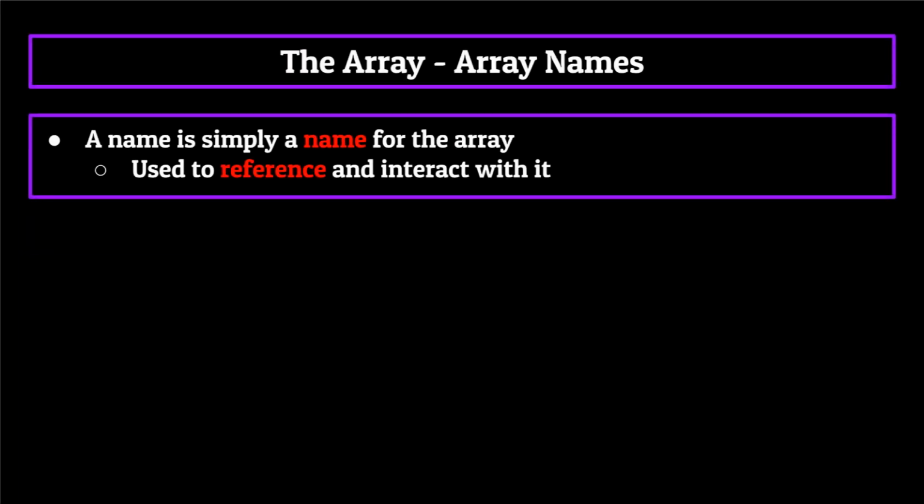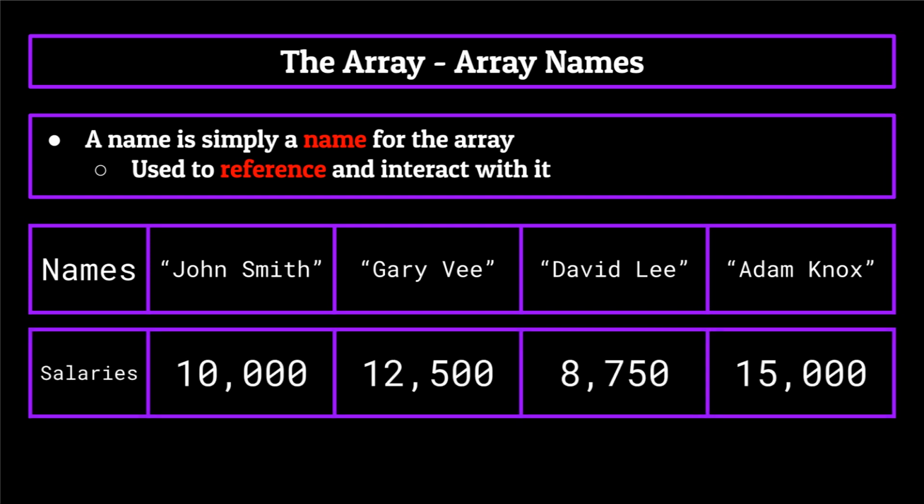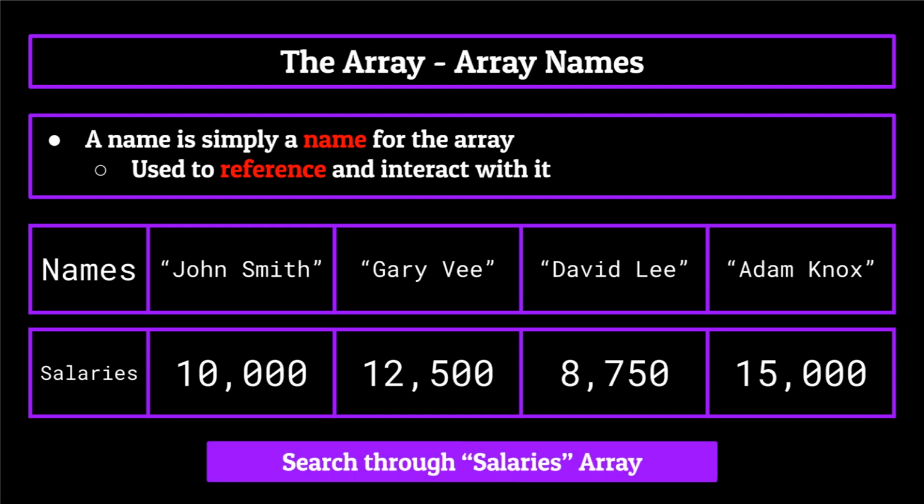The name, if you couldn't tell, is just simply a name for the array, which can be used to reference and interact with it. Say, for example, we had an array called names, which contained a list of company employees. And then we also had an array called salaries, which contained a list of salaries for those employees. If we wanted to search through the list of salaries, we would do so by referencing the salaries array with its name. This way, the computer knows that you want to search through that specific array containing salaries and not the names array instead. This works vice versa as well, of course, if we wanted to search through the names array instead. Now, another thing to note really quickly while we have this up is that these two arrays are also an example of parallel arrays.